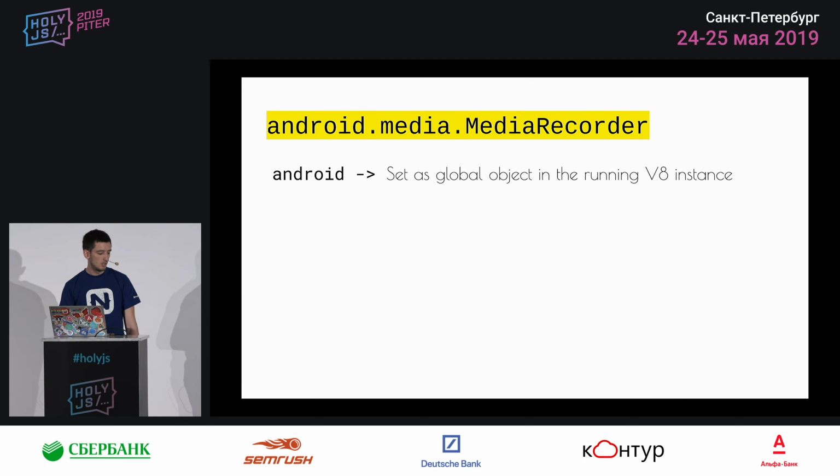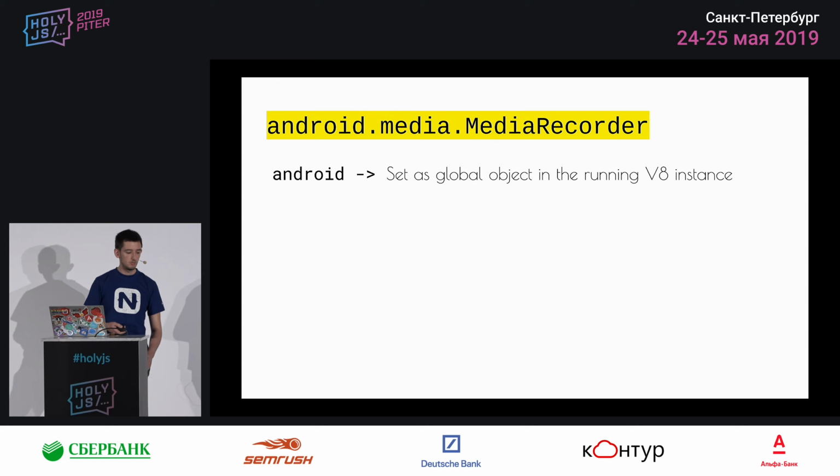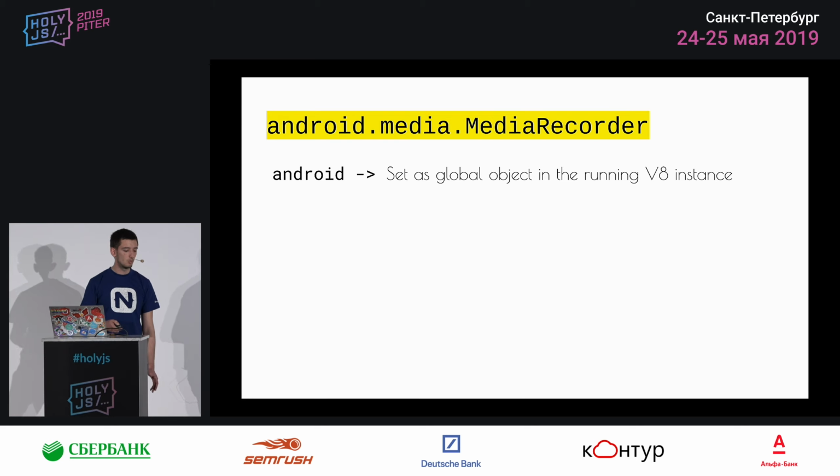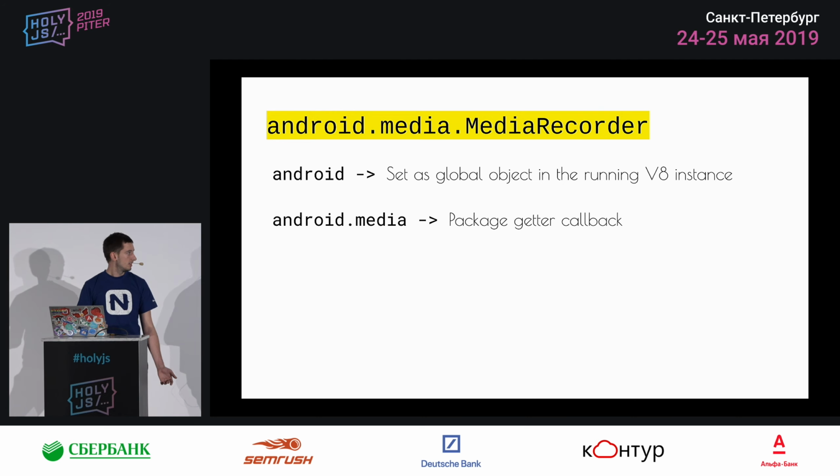So every time the application launches, we load the metadata, and for every root package name, for example Android, Java, JavaX, COM, whatever root package name, we set a global object to the running V8 instance. This special object has some properties, and these properties have some callbacks. For example, when you access the media property of the Android package, a package getter callback is triggered. Then the invocation is delegated to our NativeScript runtime.